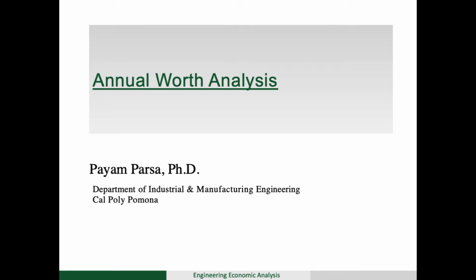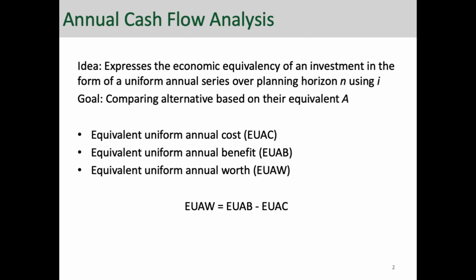In this video, we're going to talk about annual worth analysis. The idea is to evaluate investments based on their annual worth, comparing alternatives also based on their equivalent A, or annual worth. In order to achieve that, we are trying to calculate equivalent uniform annual worth. And annual worth is the difference between equivalent uniform annual benefits and cost. So that's why EUAW is equal to EUAB, standing for benefit, minus EUAC.